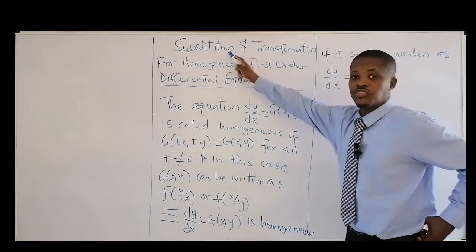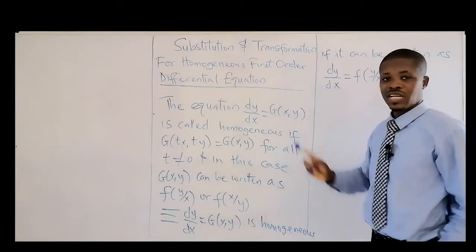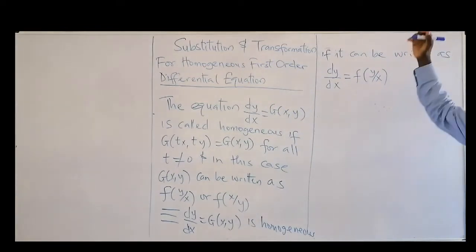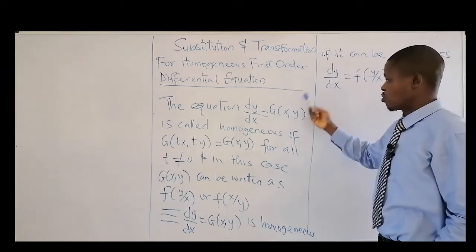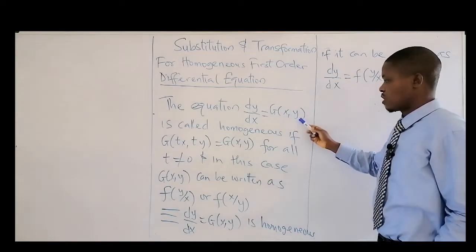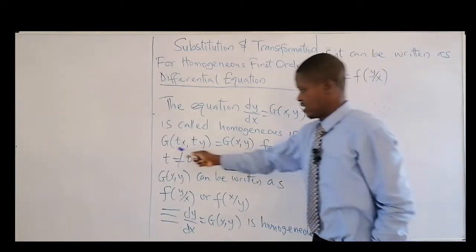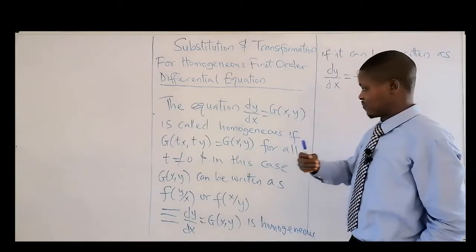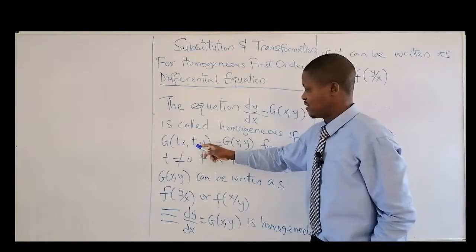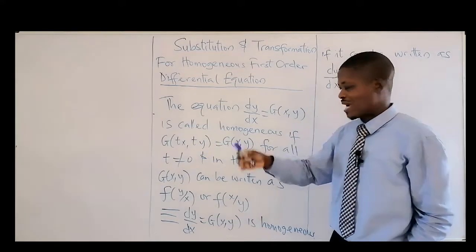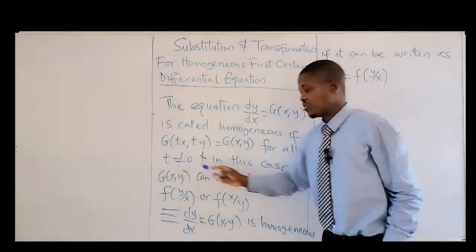We are looking at the substitutions and transformation for homogeneous first order differential equation. The equation dy/dx equal to g as a function of x and y is called homogeneous if this is equal to this. What we mean by that is that in the given differential equation, you substitute tx for x and ty for y, and then you get the function back, for all t not equal to 0.